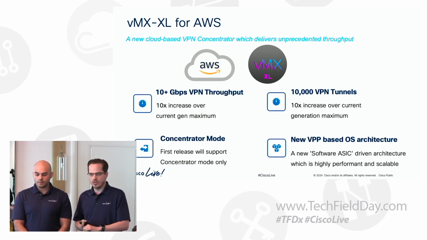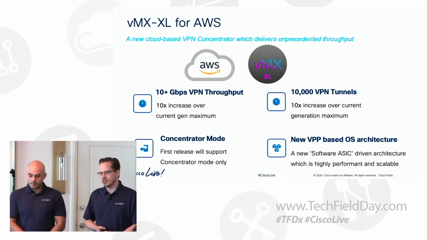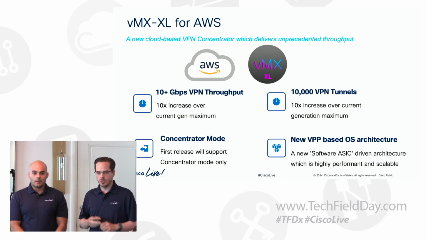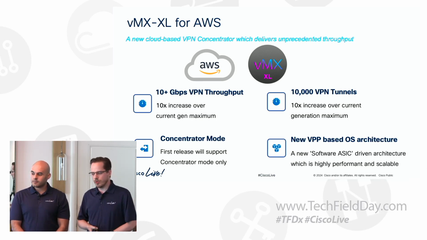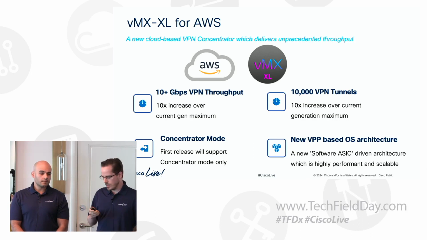With the VMX X large in this architecture, we were able to 10x that in the first iteration. So 10 gigabit per second of IPsec performance and 10,000 tunnels on a single 8-core instance. So super efficient, low number of cores. We don't need a high number of cores to achieve this performance. We can continue to scale really well all in software, and there's no hardware offload in this.